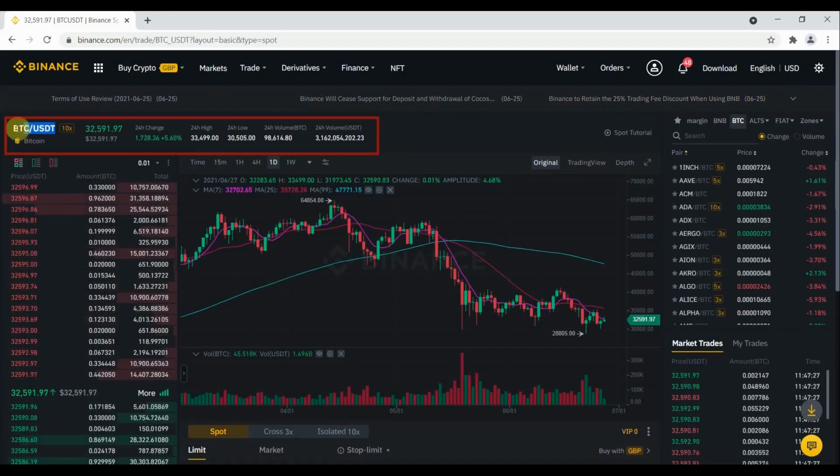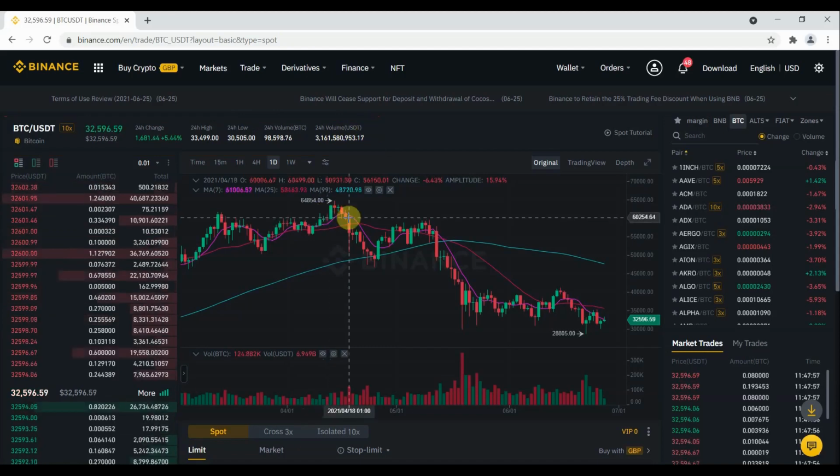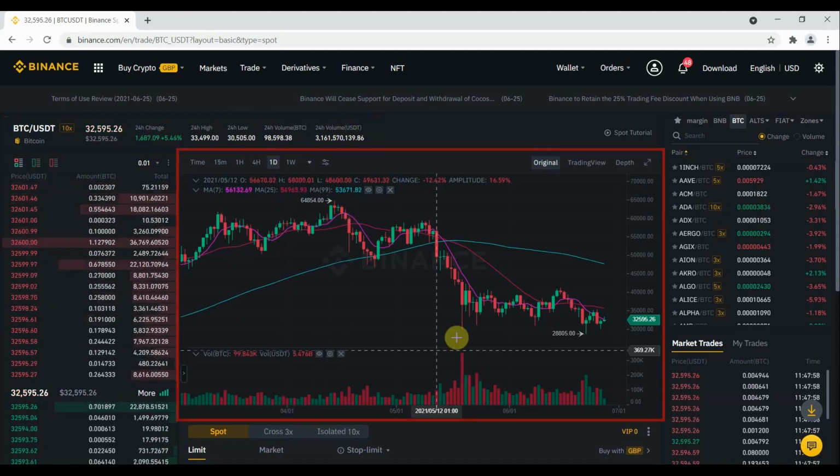Underneath the news bar, we see the trading pair, its current quote price, the 24-hour price change, the 24-hour high and low, and the 24-hour trading volume. The trading chart is in the middle of the trading terminal, providing a visual representation of the Bitcoin Tether pair's price action.